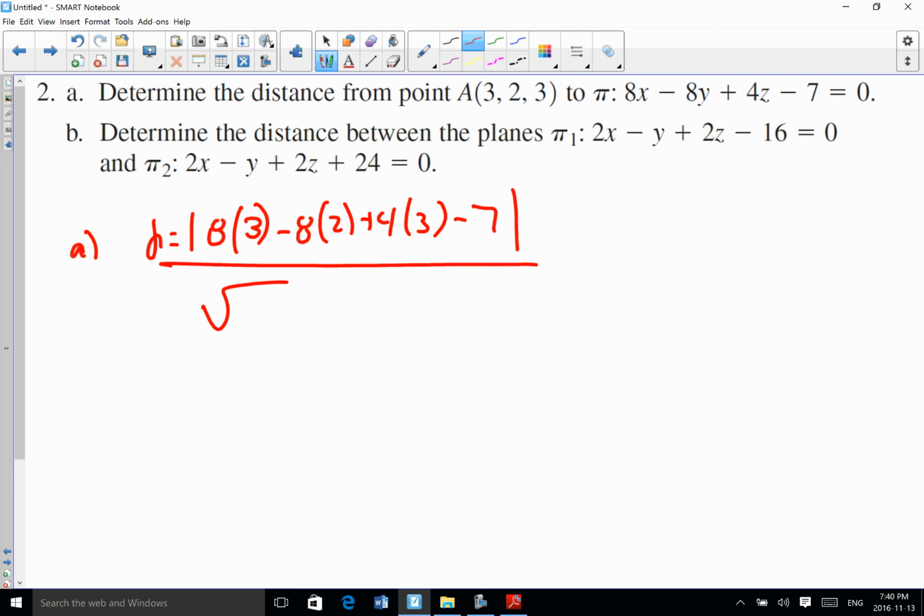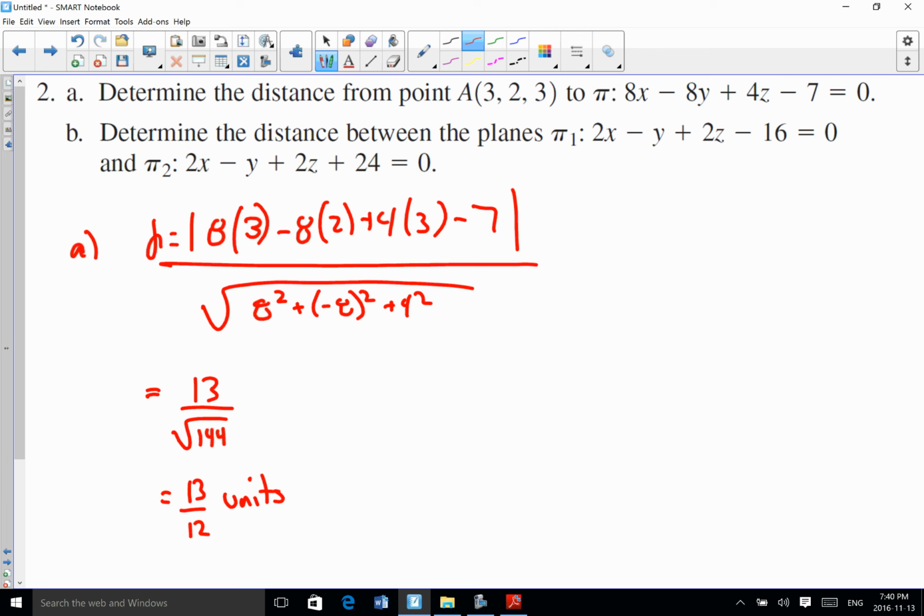And over the magnitude of our coefficients. So 8 squared, -8 squared, and 4 squared. And don't forget on the top, those are absolute value signs. Okay, so we end up with 13, and it's positive, over root 144, in other words, just 13 over 12. And you can leave it that way or change it to a decimal if you want to. Let's call it units. In part B, determine the distance between two planes.